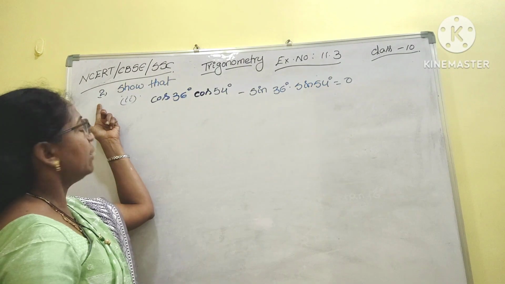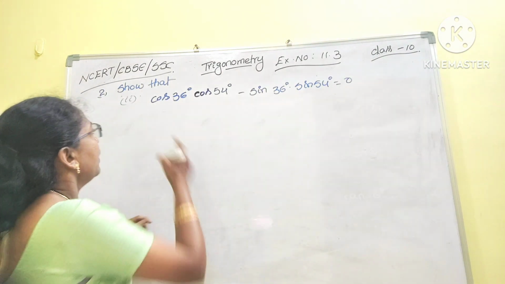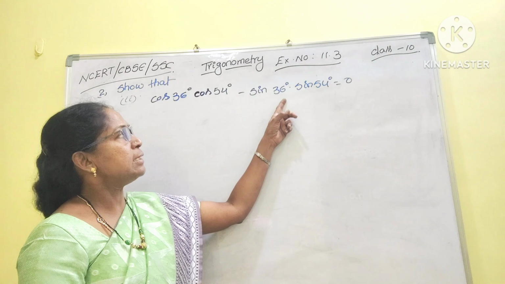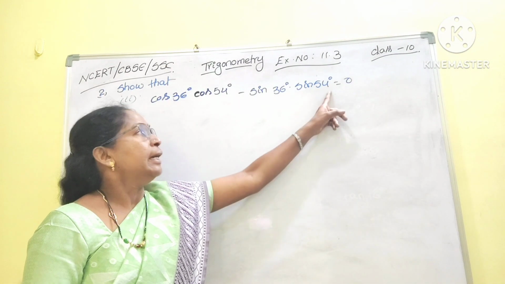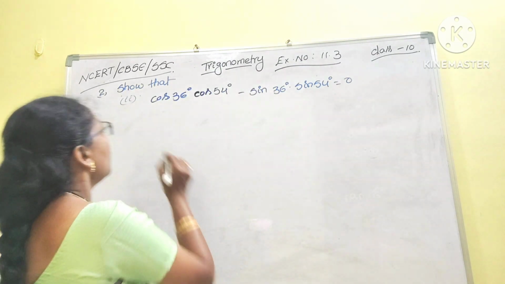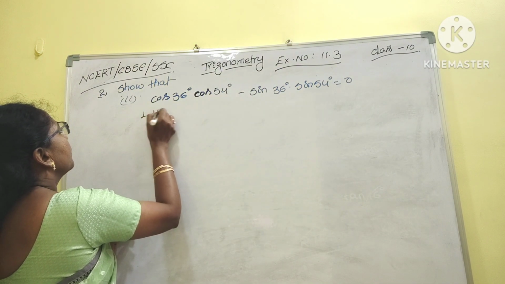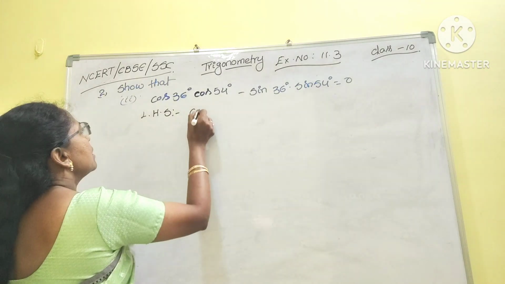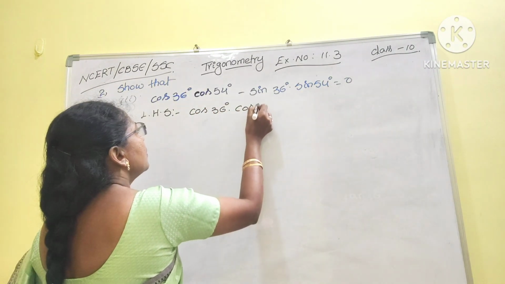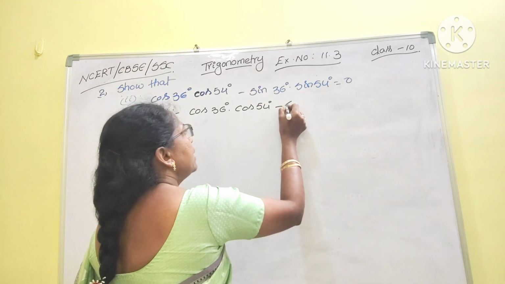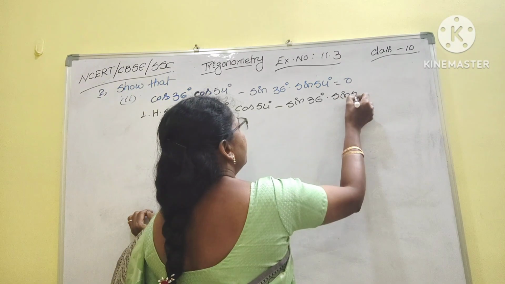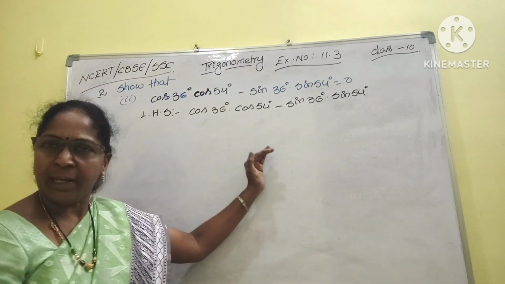Next question, second bit, second problem. Now cos 36 degrees into cos 54 degrees minus sin 36 degrees into sin 54 degrees equals 0. LHS equals RHS, you have to show that. Now consider the LHS value. That is cos 36 degrees into cos 54 degrees minus sin 36 degrees into sin 54 degrees. This is the given LHS value.